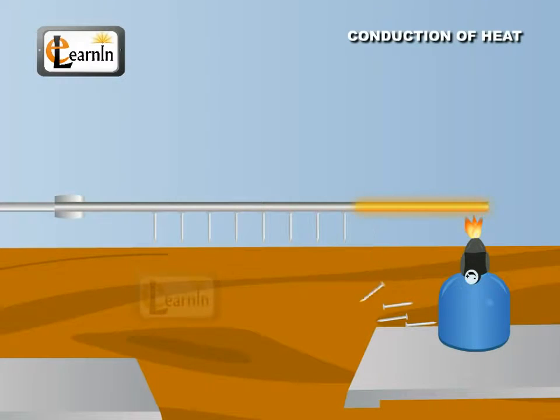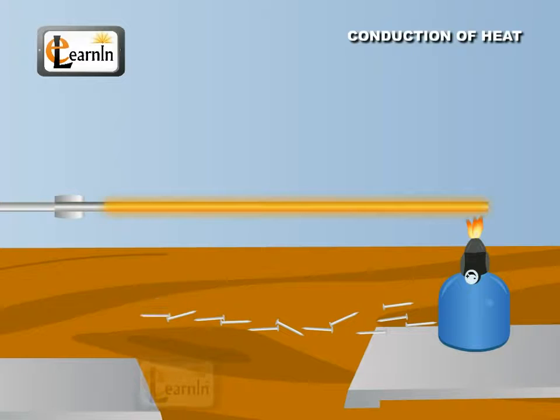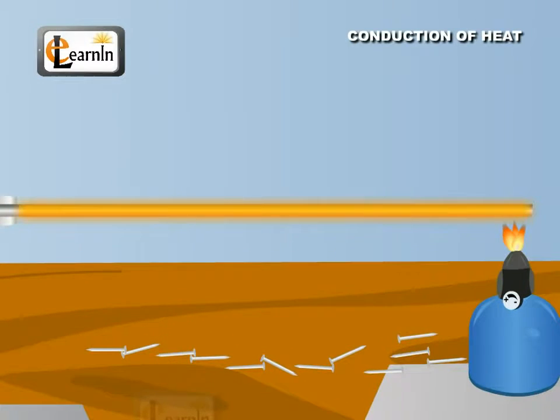The nail near the spirit lamp falls down first, followed by its nearest neighbor, and so on. The one near the stand falls down last. The heat supplied by the spirit lamp flows to the other end of the rod by conduction.